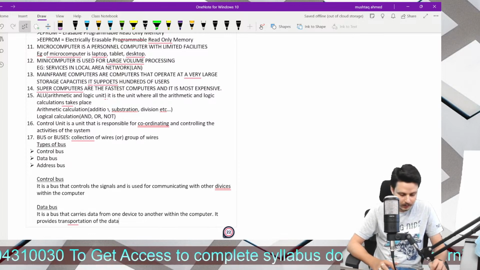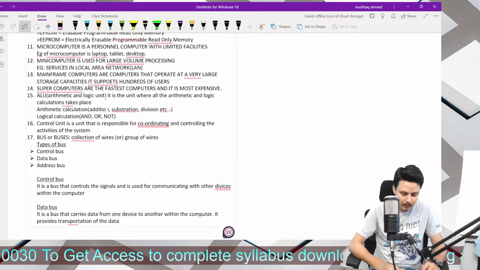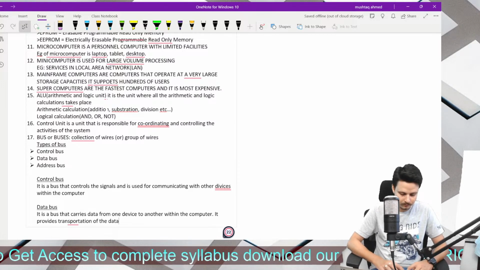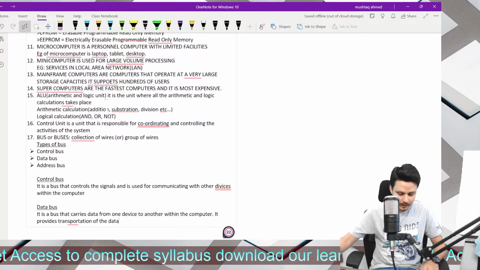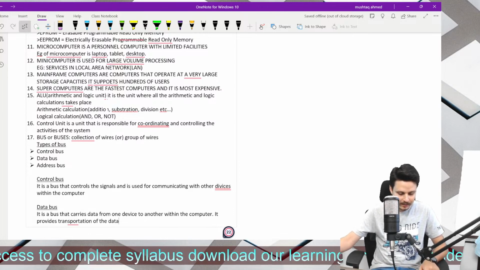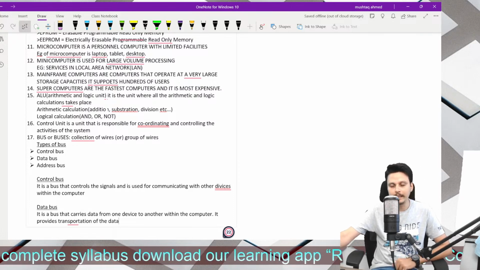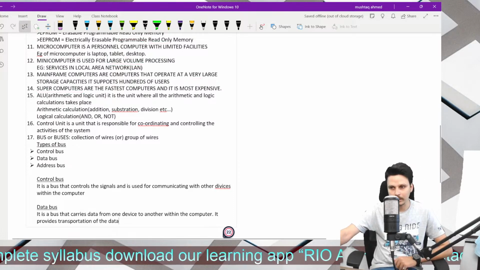So the third one here is address bus. Address bus means it carries address bits of memory location. It carries the address of the memory's location.